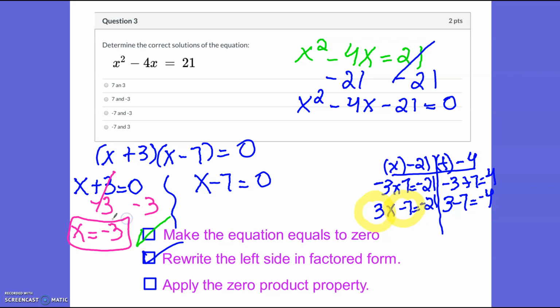This is one of the answers. On this side, I have x minus 7 equals 0. So I need to cancel negative 7. So I'm going to add 7 here and add 7 to the other side. So now I have x equals 7. And that's another answer. So let's see. x equals negative 3, x equals 7. There you go. That's your answer.